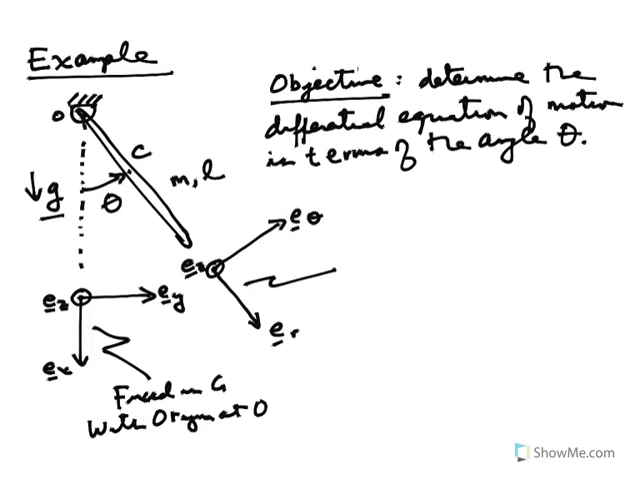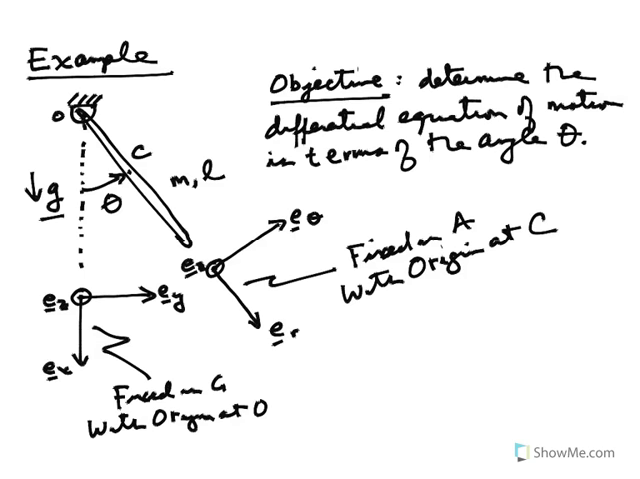And ER is going to be along OC. EZ is out of the page, which is the same as what I had before. Now this is going to be fixed in the arm with origin at point C, which is the center of mass.